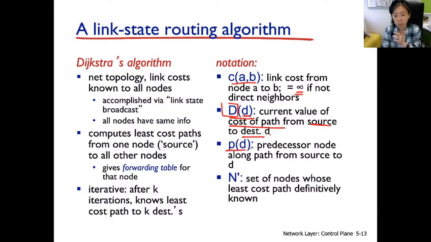Now, p(d), d again is the destination, indicates for this router to reach the destination d, along all the routers on the path, what is the previous router before reaching d? The predecessor node along the path until reaching d. And N prime is the set of nodes whose least cost is already known.